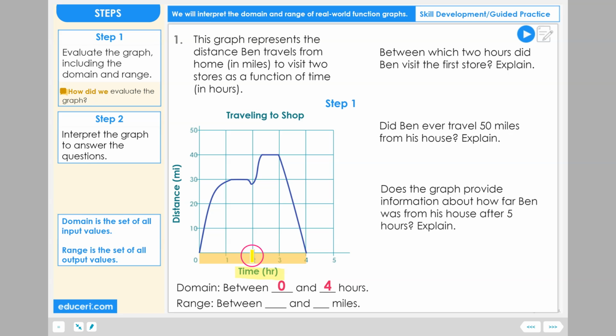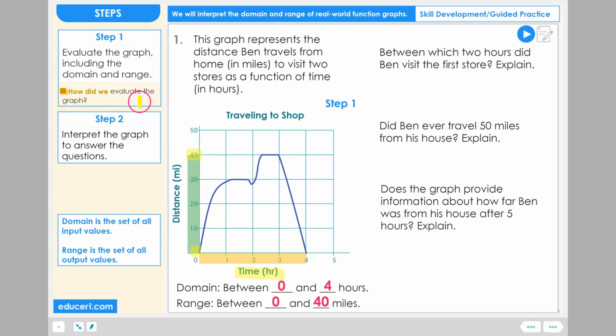We can know his distance at the hour 2, but we cannot know his distance at the hour 5 because our graph ends at 4. So the domain starts at 0 hours and ends at 4 hours, and we can know everything in between. The range is all of the output values, and we see a minimum output value of 0 miles, and we see a maximum output value of 40 miles. So the range is between 0 and 40 miles.